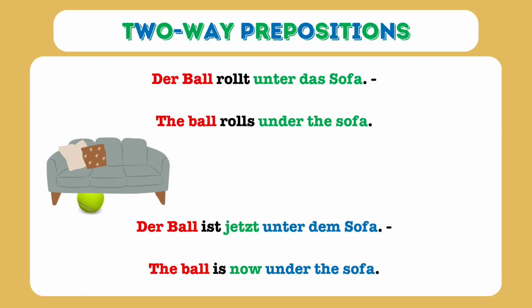Der Ball rollt unter das Sofa. The ball rolls under the sofa. It was somewhere else, now it is under the sofa, and it rolled in order to get there. This is describing that change in location, so we say unter das Sofa. Der Ball ist jetzt unter dem Sofa. The ball is now under the sofa. The ball was somewhere else, but now it's under the sofa. We're talking about the static location now, which tells us unter dem Sofa.